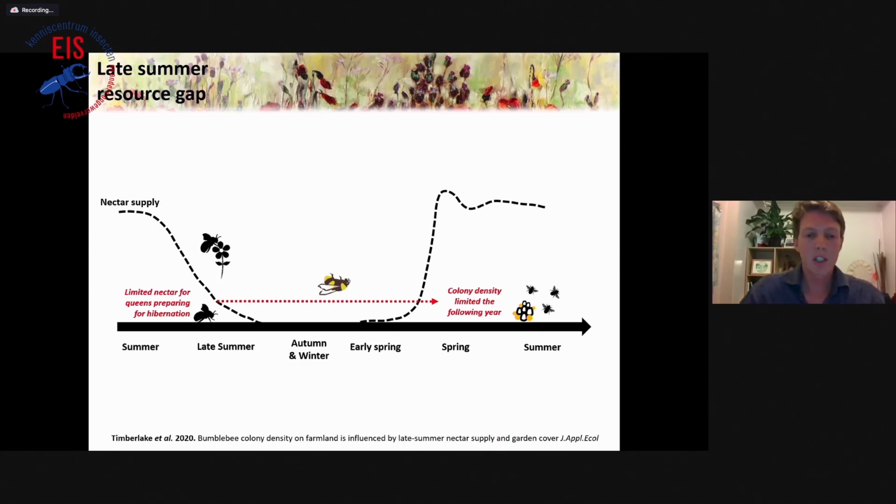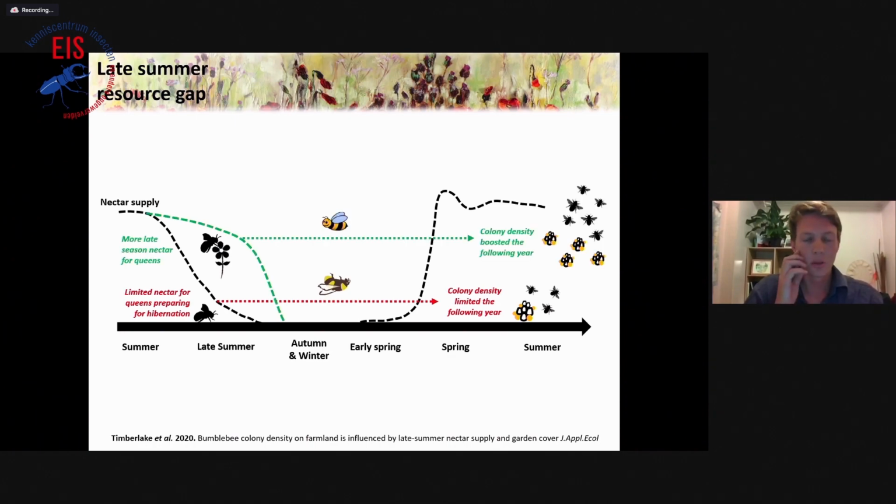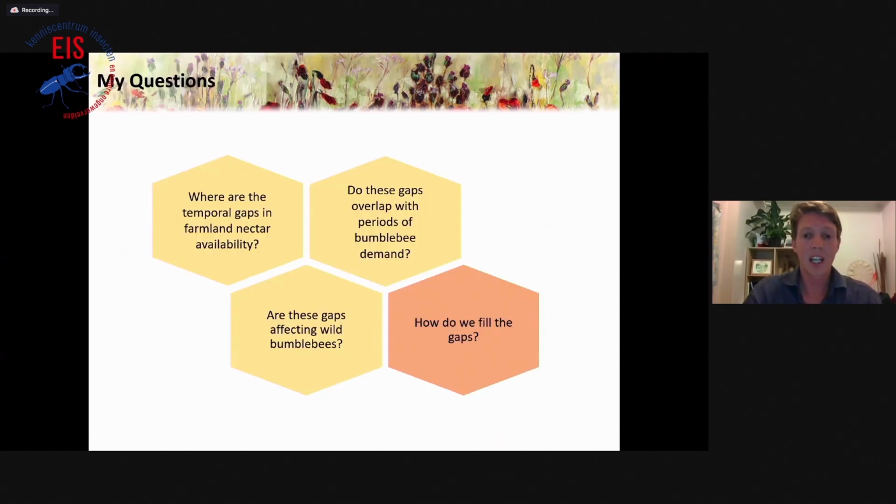And so what we want to know from a management point of view is, how do we change the shape of that curve to boost nectar resources in the late summer and therefore theoretically boost colony density the following year? This brings me on to the final question in this presentation, which is how we go about filling these gaps. Although there were two important gaps, in both the early spring and the late summer, I'm going to focus on just the late summer gap for now, because it's the one we found evidence of actually impacting bumblebee populations.